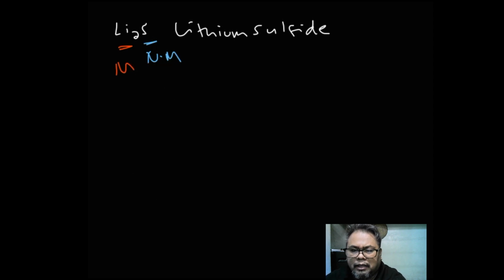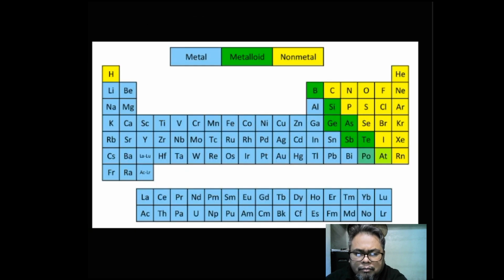Another example is lithium sulfide. Let me write it first. Lithium sulfide. So let us see if lithium is a metal element while sulfur is a non-metal element. Again, lithium is a metal element while sulfur is a non-metal element. So let's take a look at the periodic table. This is our lithium which belongs to metal, and sulfur, which is a non-metal element.